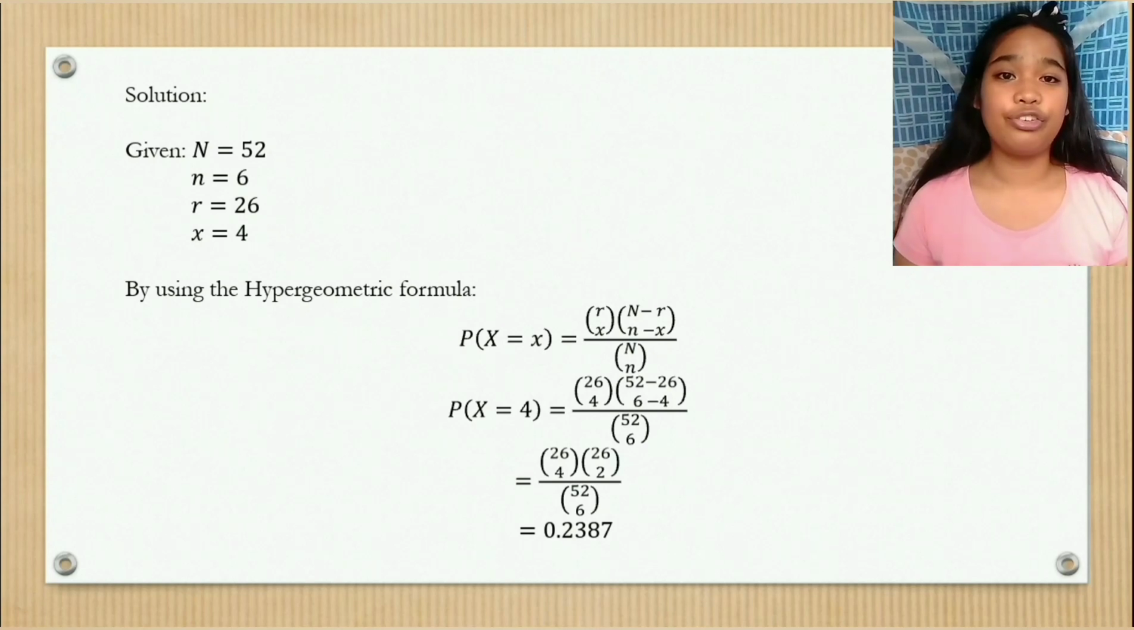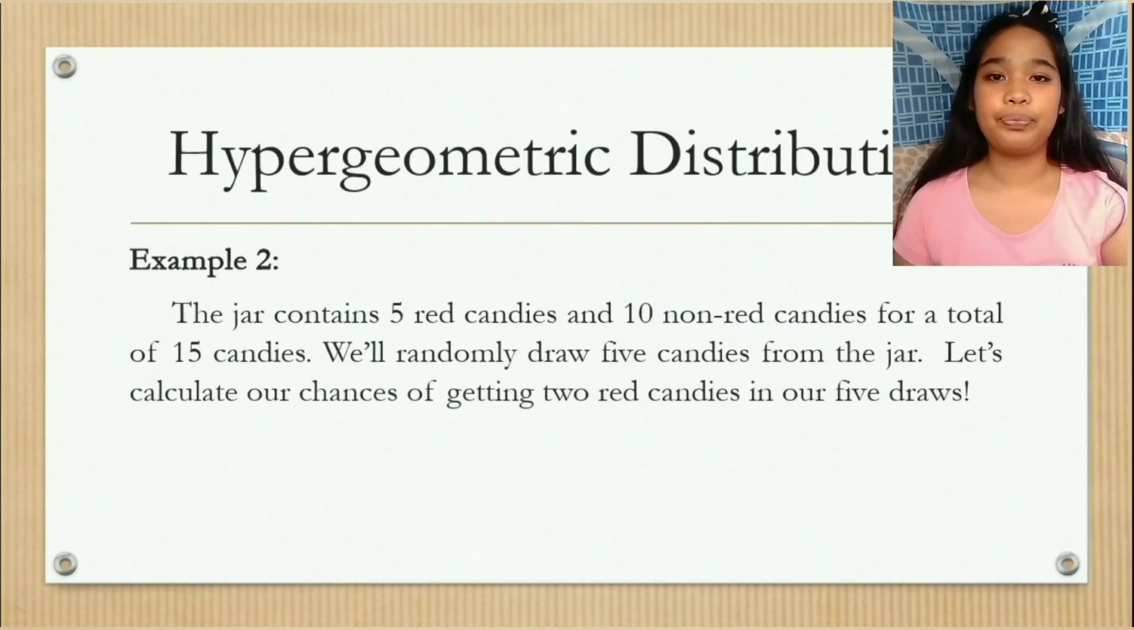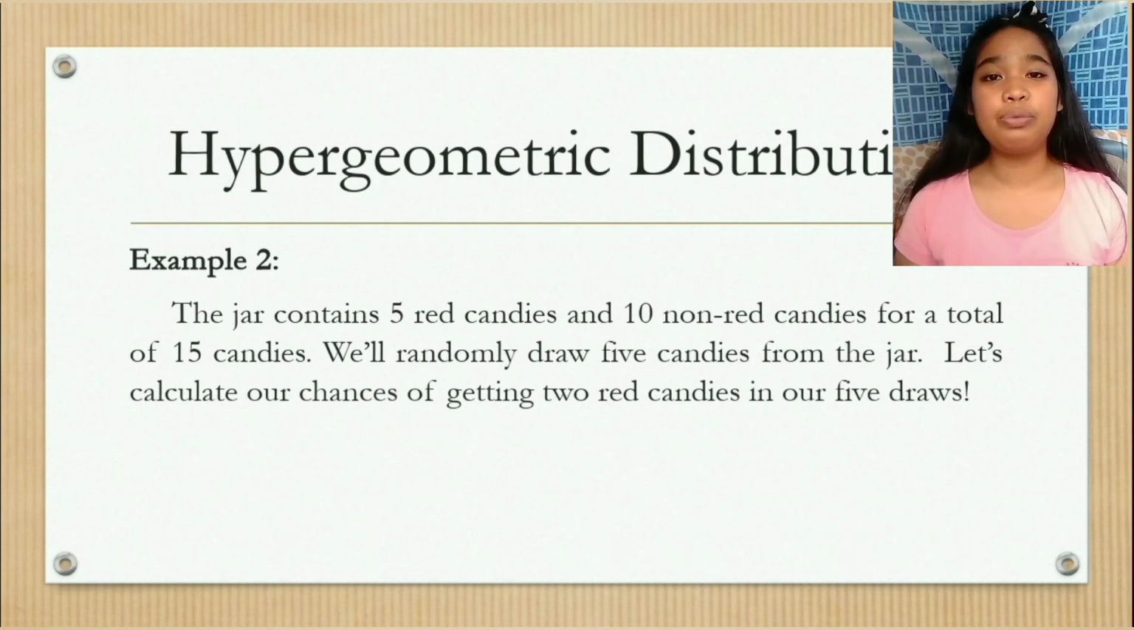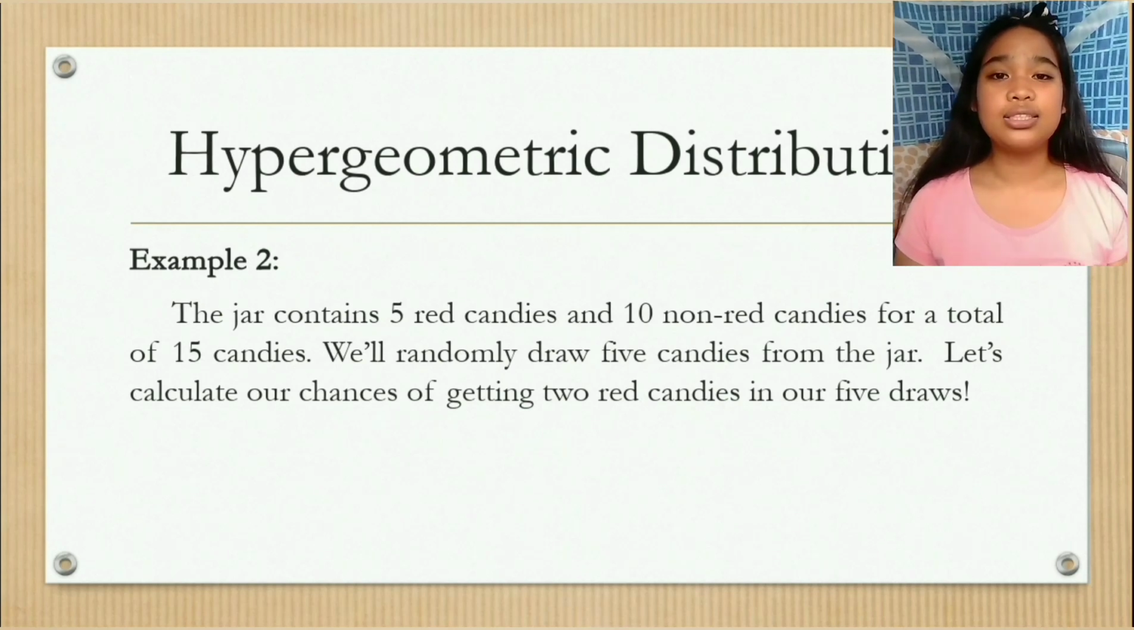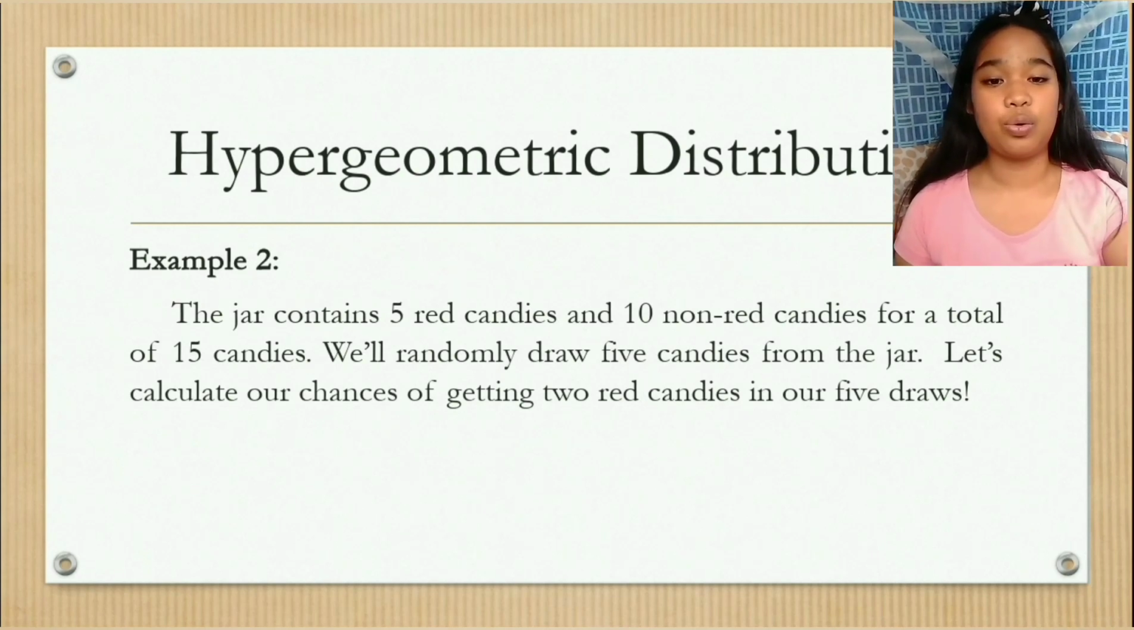Another example for hypergeometric. The jar contains 5 red candies and 10 non-red candies for a total of 15 candies. We'll randomly draw 5 candies from the jar. Let's calculate our chances of getting 2 red candies in our 5 draws.